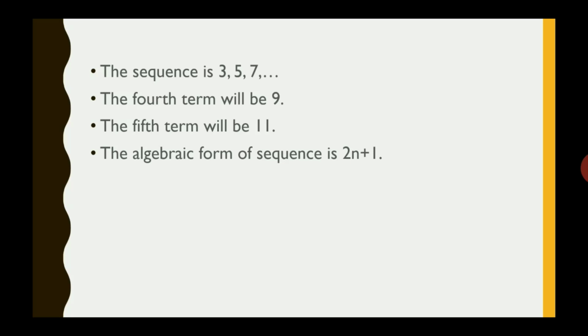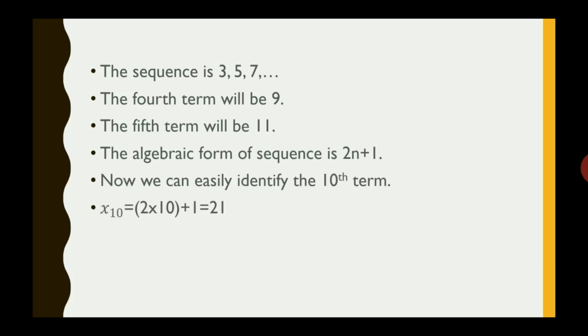And like that, we can find any term of the sequence. If you want to find the 20th term or the 10th term, we just have to substitute n by 20 or 10, and then we will get those respective terms. Now we can easily identify the 10th term. We just substitute n as 10. Then we get 2 into 10 plus 1 is equal to 21.